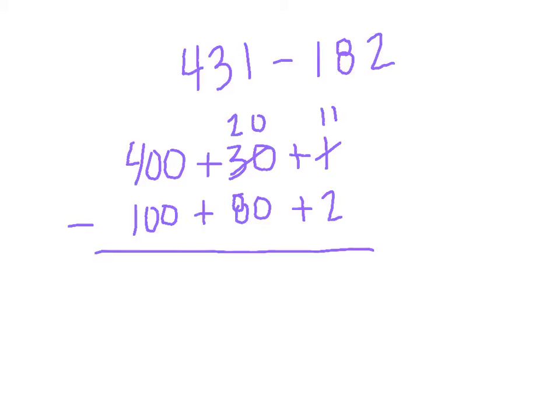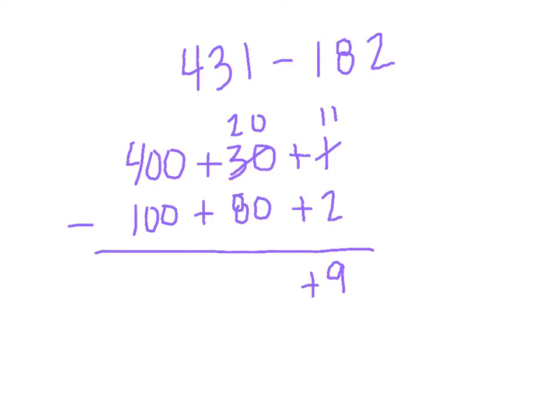And they can think of those, even when they were younger and they did the base 10 blocks, they broke up those rods into units and things like that. Exactly. So you have to think about those. So 11 minus 2, I believe, gives us 9, right? Yep. And then we look at 20 minus 80. Oh, can't do that. So again, we're going to take from over here.